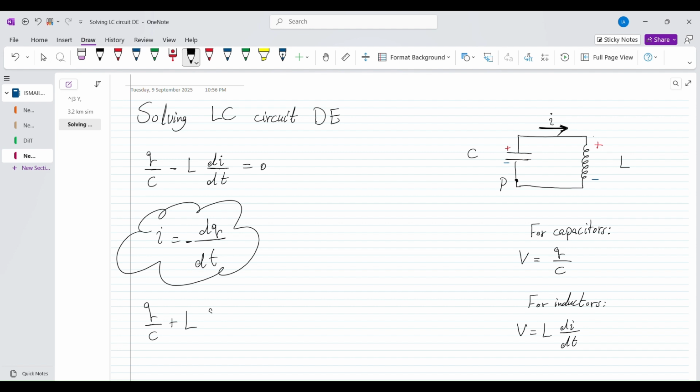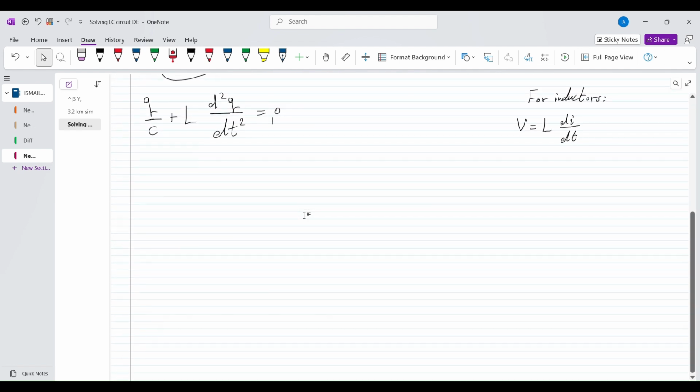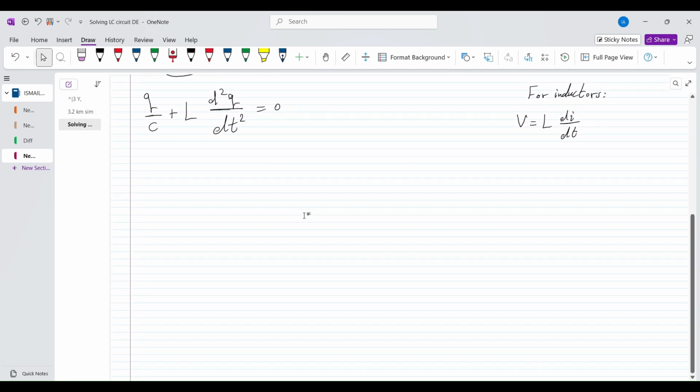So now we can write our differential equation, Q over C plus L multiplied by the second derivative of Q with respect to time, and this is equal to 0. So that's it. This is our differential equation. From now on, we will be working on solving this differential equation, and it's just a matter of math.